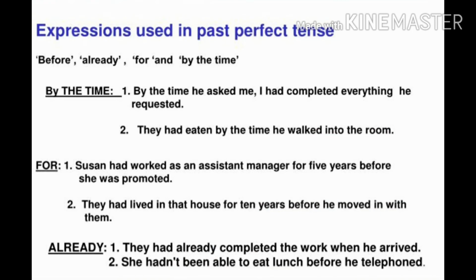Some expressions used in the past perfect tense are before, already, for, and by the time. By the time he asked me, I had completed everything he requested. Or they had eaten by the time he walked into the room.